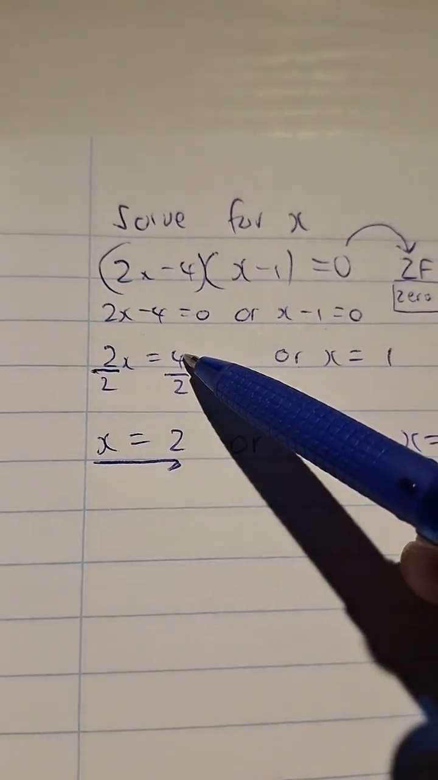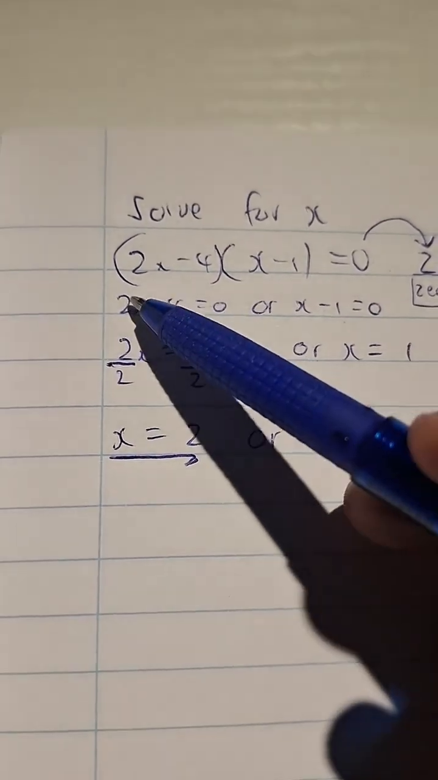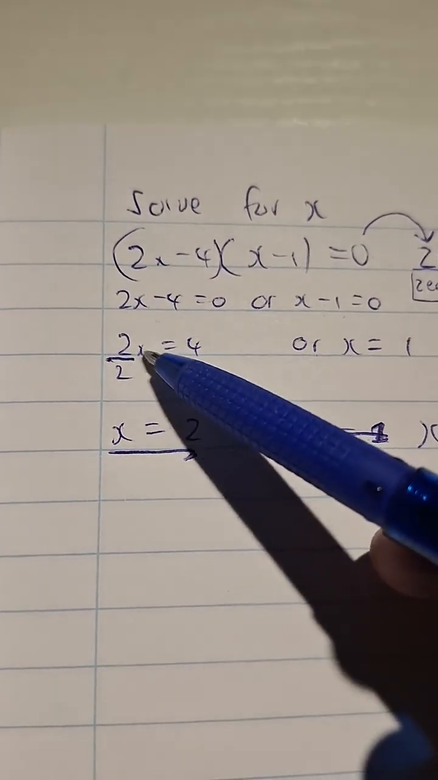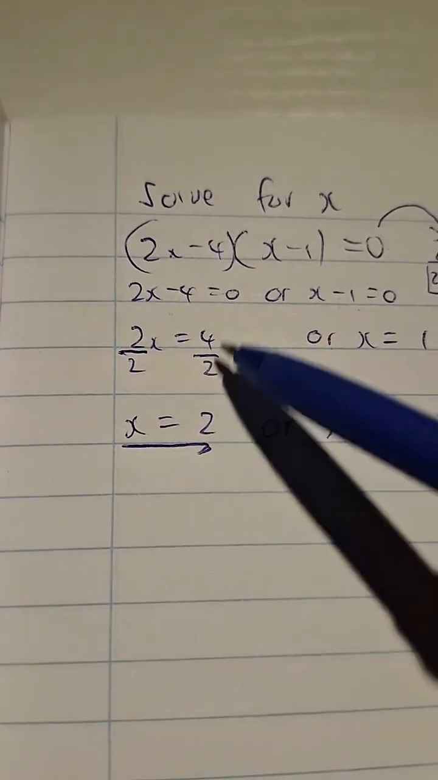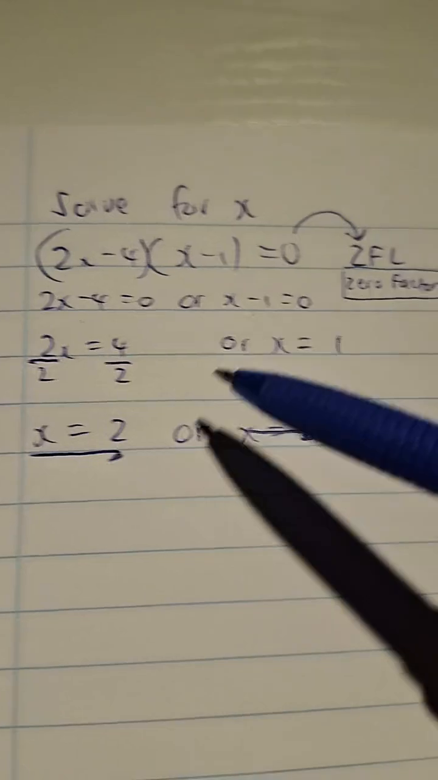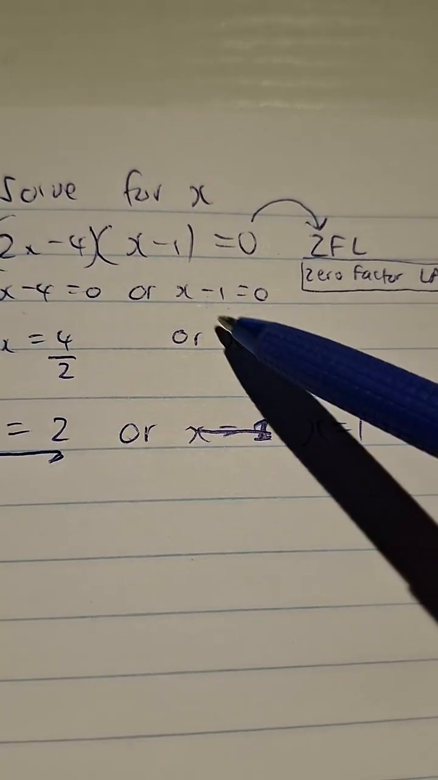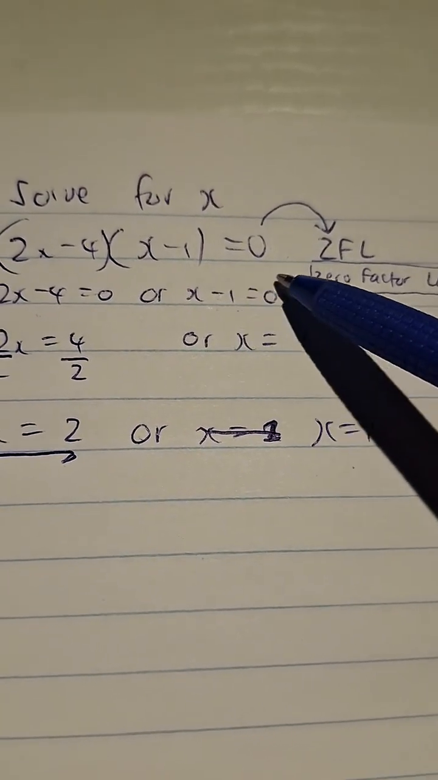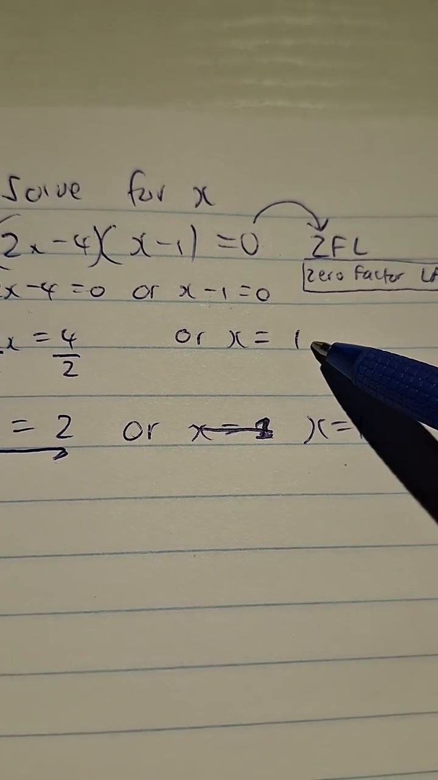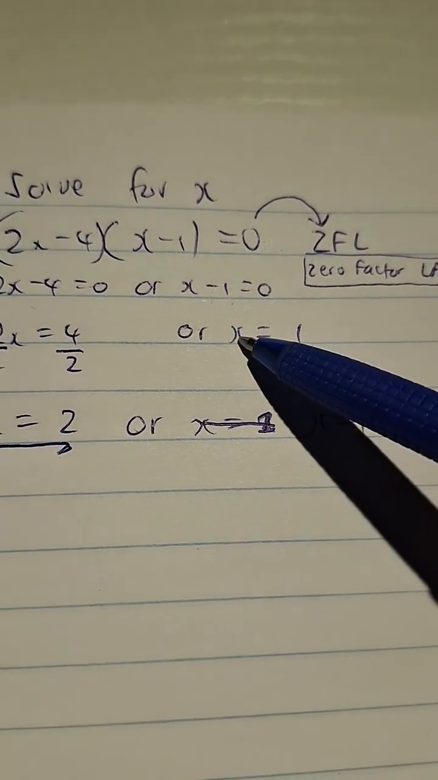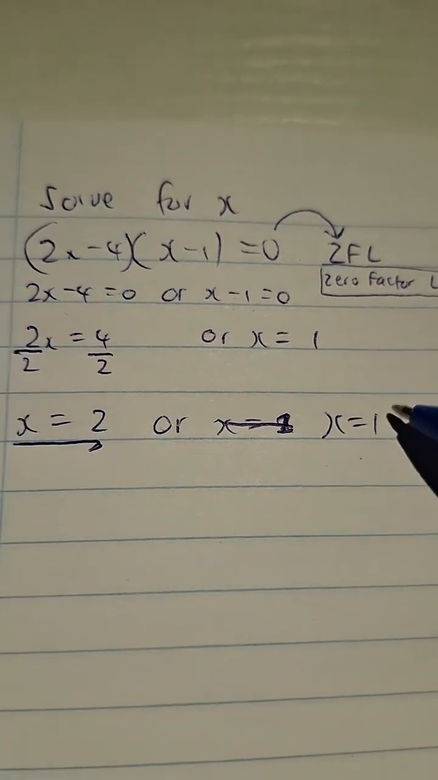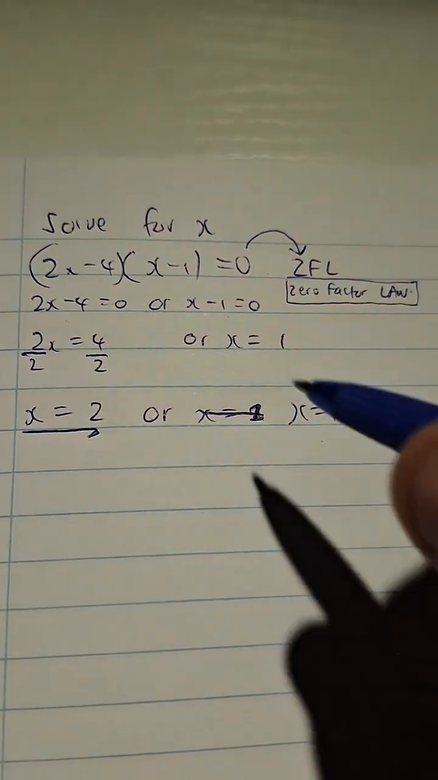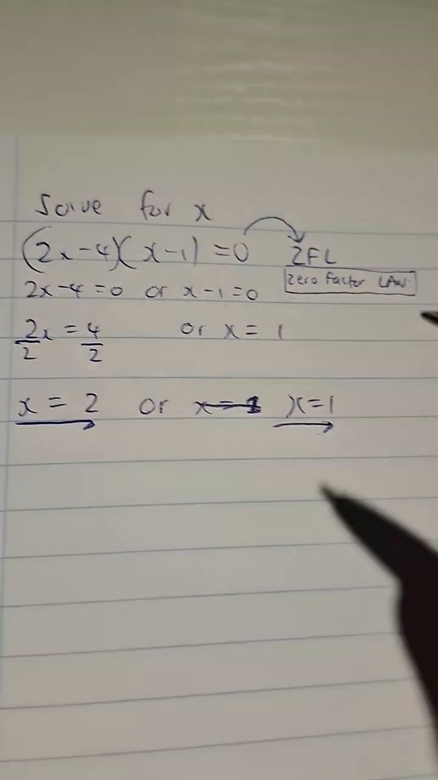the minus 4, it becomes positive 4. Then we divide both sides by the coefficient of x, which is 2. And then we get an answer of x is equal to 2 for this linear equation. Taking x minus 1, we do the same thing. We transpose the minus 1, it becomes positive 1 on the right-hand side. And then we have 1 isolated, so the answer becomes x is equal to 1. So our two answers are x is equal to 2 or x is equal to 1.